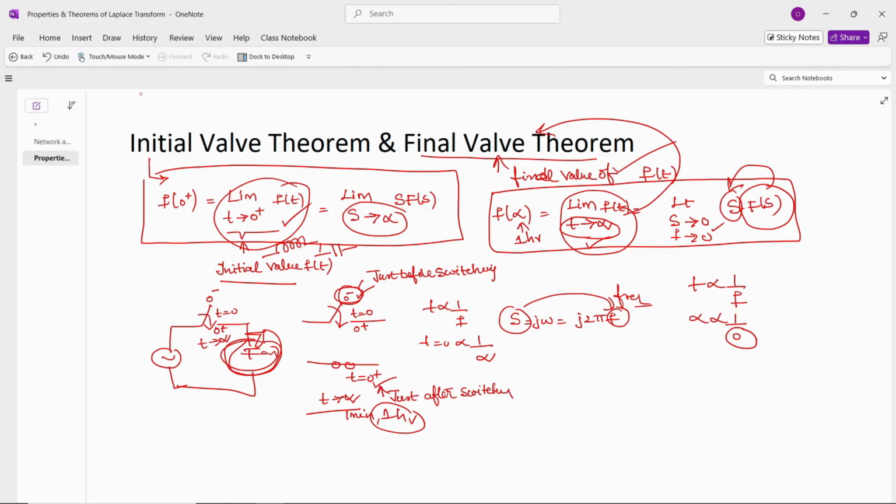These theorems are called the initial value theorem and the final value theorem. Hope you are able to understand. The purpose of the initial value theorem is to find the initial value of f of t. The final value theorem is used to find the final value at t equal to infinity. We have three instants of switching. 0 minus is called just before switching, 0 plus is called just after switching, and the switch remains in the closed condition for 1 hour, which is called t equal to infinity.